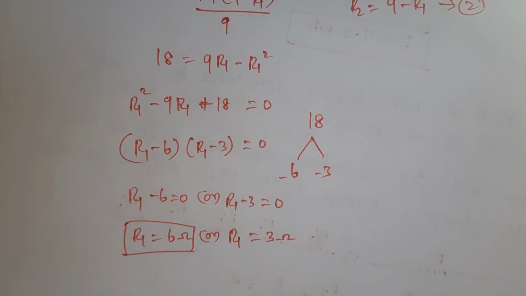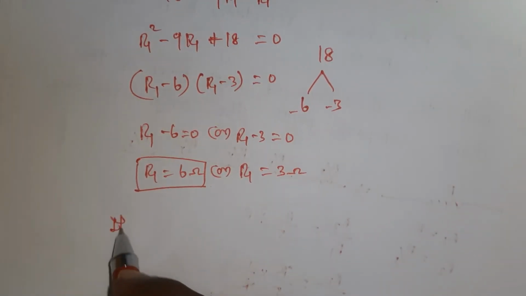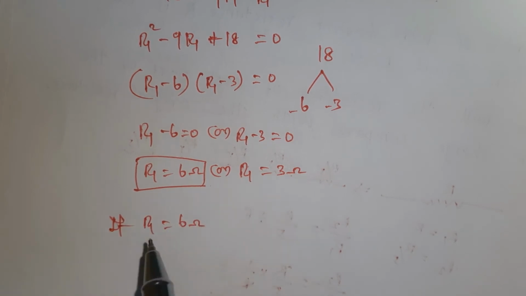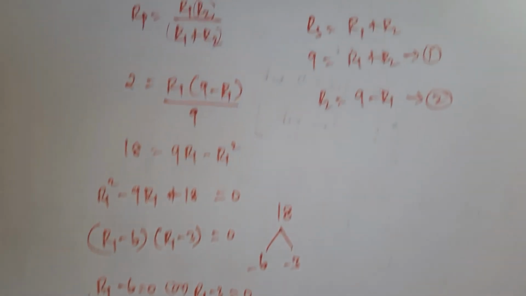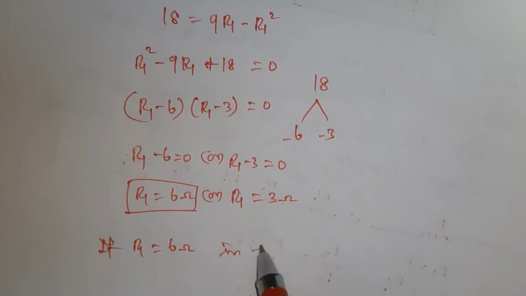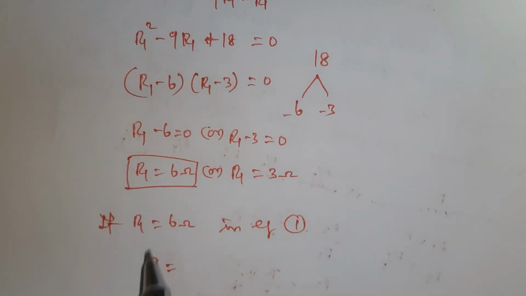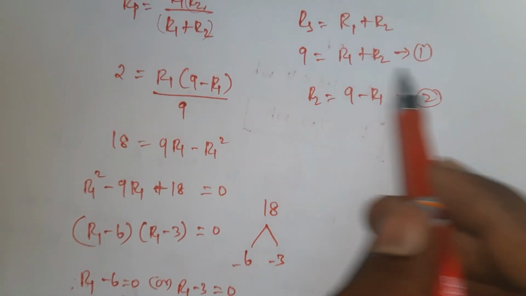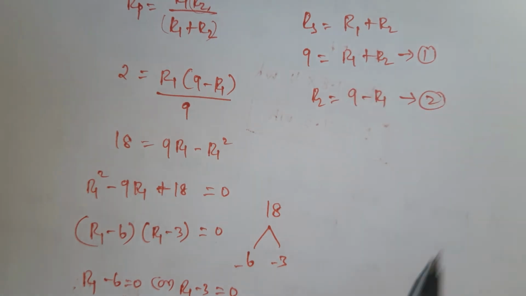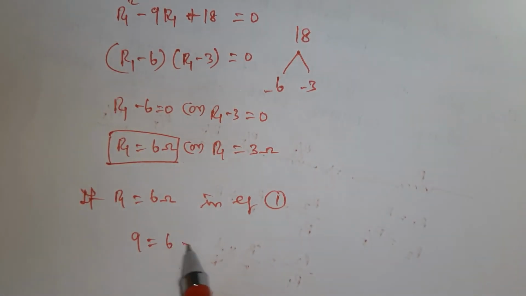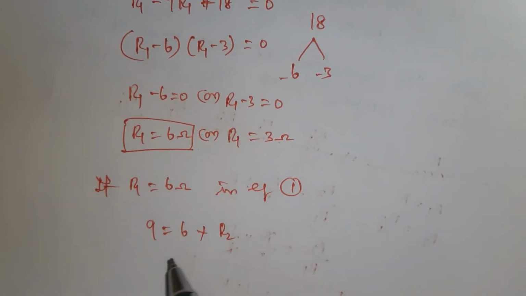If R1 is equal to 6 ohm, in equation 1, 9 = R1 value, R1 is 6, plus R2. Now 9 minus 6 is 3, so R2 is 3 ohm.